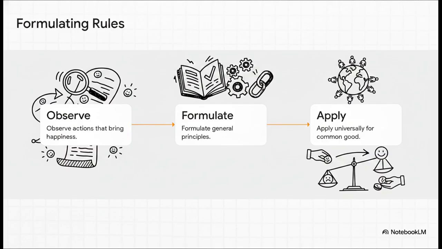First, we look back at human history to observe what actions have generally brought about the greatest happiness. Second, we take that historical data and formulate universal principles. Like society has learned that lying destroys trust, so we create the general rule, it is wrong to lie. Third, we apply that rule universally. Sure, breaking the rule might give you some short-term happiness today, but following it protects the long-term common good for everyone. You don't need a crazy calculus to figure out that giving to the poor is right. It's a well-worked historical rule.